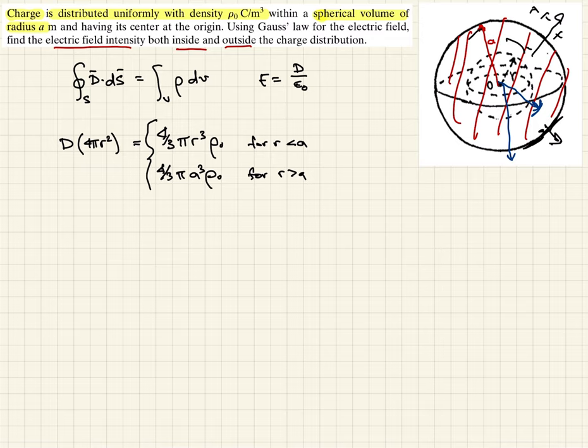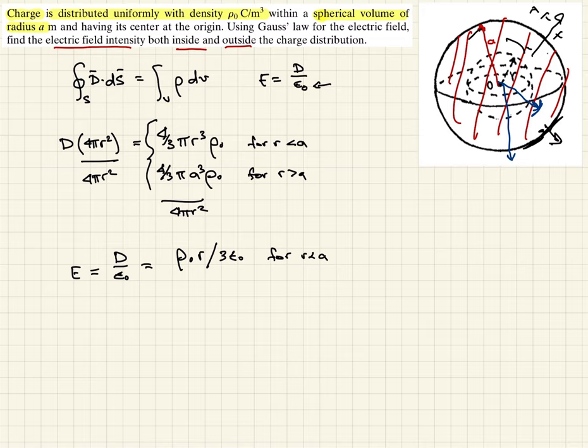So now we need to divide both sides of these equations by 4 pi r squared. And we also need to divide by the permittivity to get us to E. We do those both in one step. In that case, E, which we said was D over permittivity, or epsilon, is going to have two conditions. The first one will have just the r's cancel out, so the r cubed and the r squared just reduce to r, so it'll be rho naught r divided by 3 epsilon, and that's for r less than a, so inside the sphere.